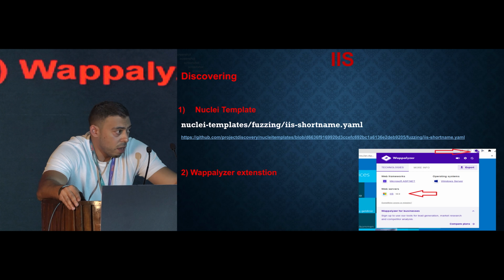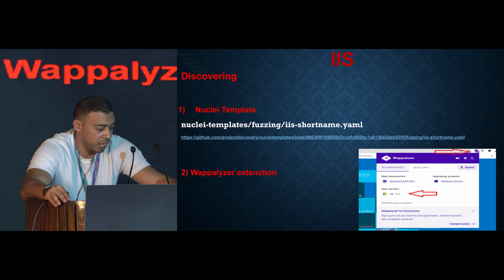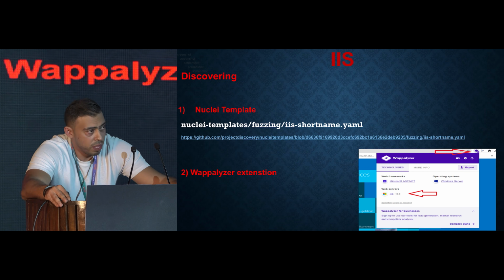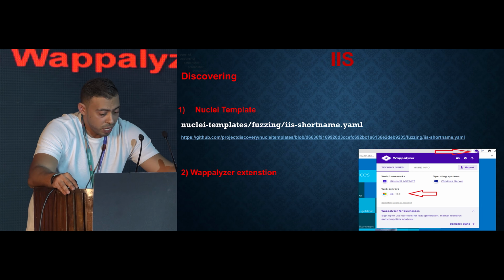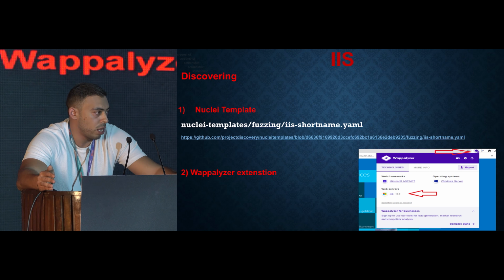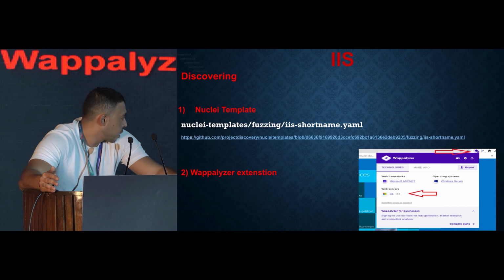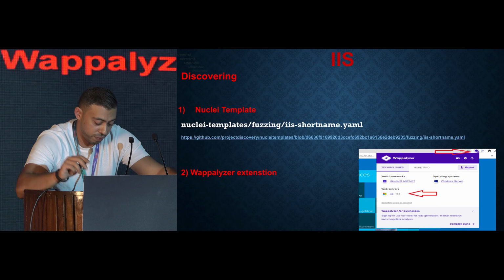There are a lot of tips and methods to find IIS apps, but I can say the best three are these. The first one is a Nuclei template. There is a specific template to identify IIS apps. The second one is a browser extension called Wappalyzer. As you can see in the picture, it sometimes allows you to see IIS and also the version.